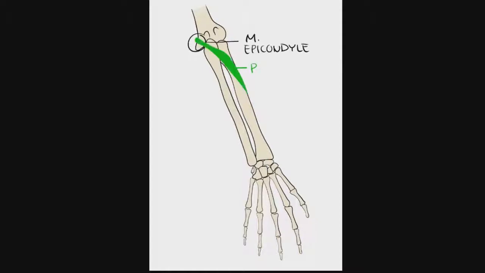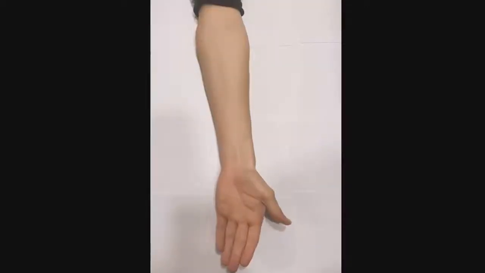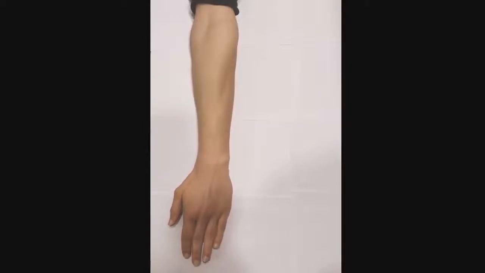The first muscle is the Pronator Teres, here shown in green. The muscle originates at the medial epicondyle and inserts midway down the radius. It is innervated by the median nerve, and when contracted, it causes the pronation of the forearm.